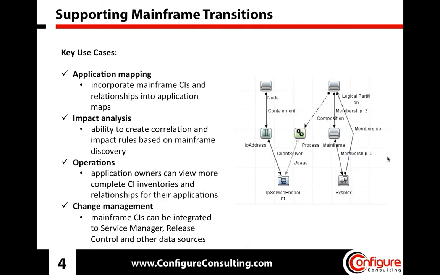Here are some of the most common use cases for supporting mainframe transitions. EView Discovery collects mainframe configuration items for populating the HP UCMDB. The discovered information includes LPAR and operating systems, DB2 subsystems, CICS regions, IMS subsystems, Sysplex, network information, installed software, and MQ subsystems. This highly flexible auto-discovery enables the UCMDB to maintain the most precise and current configuration item data, providing the enterprise with a single point of accuracy for the mainframe data.